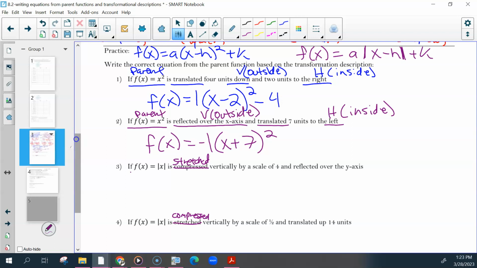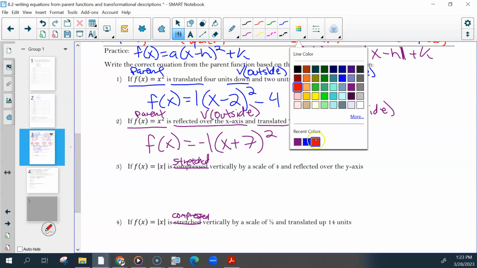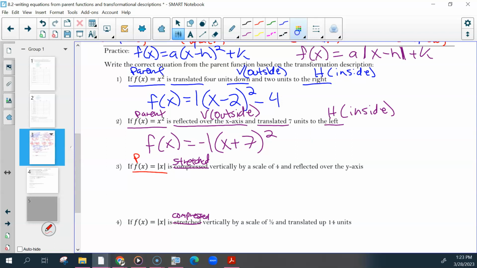So I know that this is my parent function now. What transformation words do you see? Stretch vertically. Anytime it is stretched or compressed, it has to say vertically or horizontally, otherwise you wouldn't know how. It also tells us by a scale of, so it'll tell us what number we're going to be using. Any other transformation word?